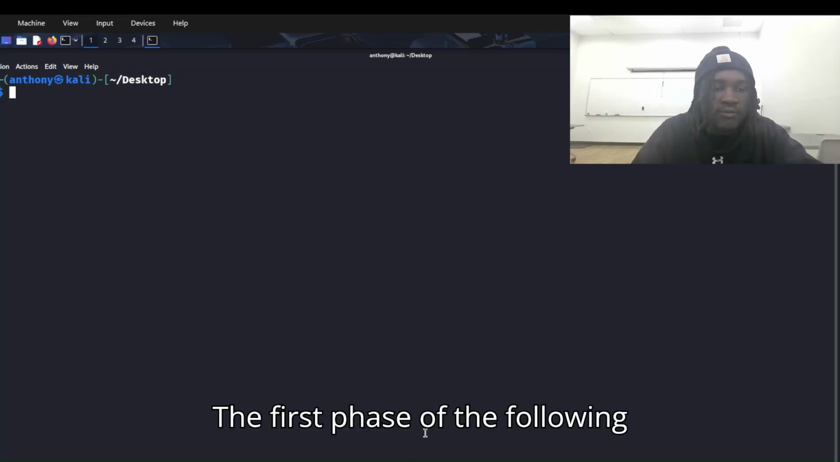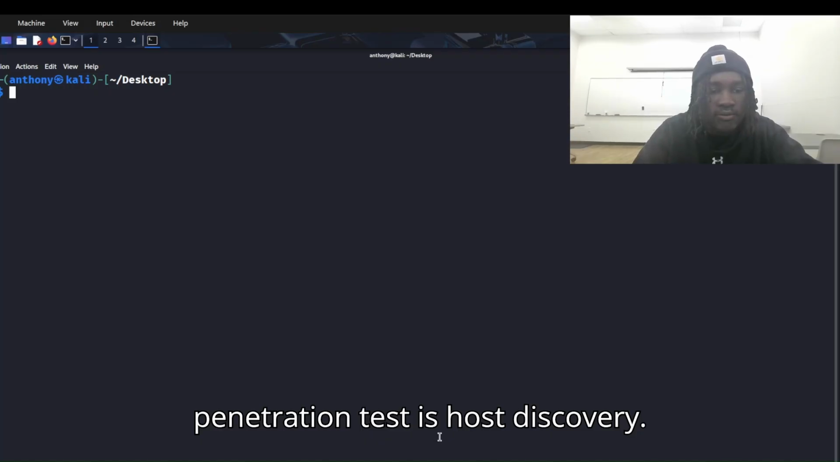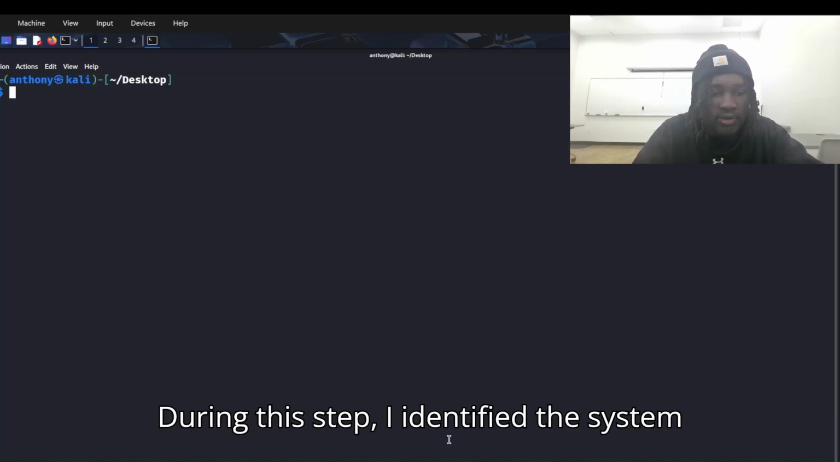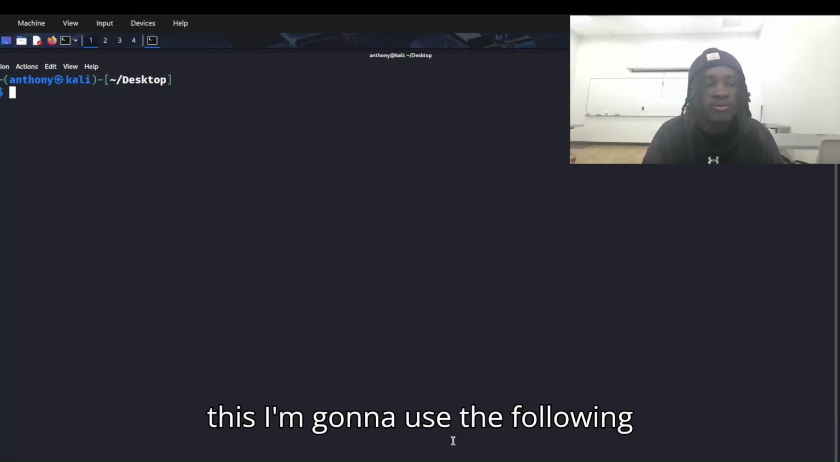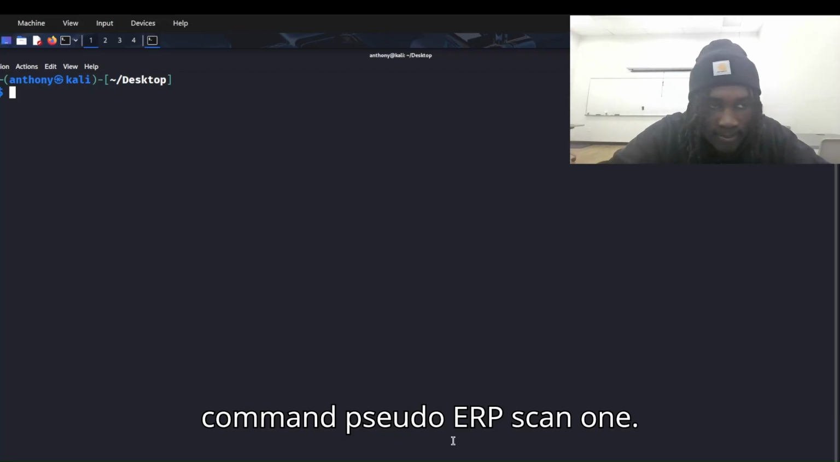The first phase of the penetration test is host discovery. During this step, I identify the system on a local network. To do this, I'm going to use the following command: sudo arp-scan.